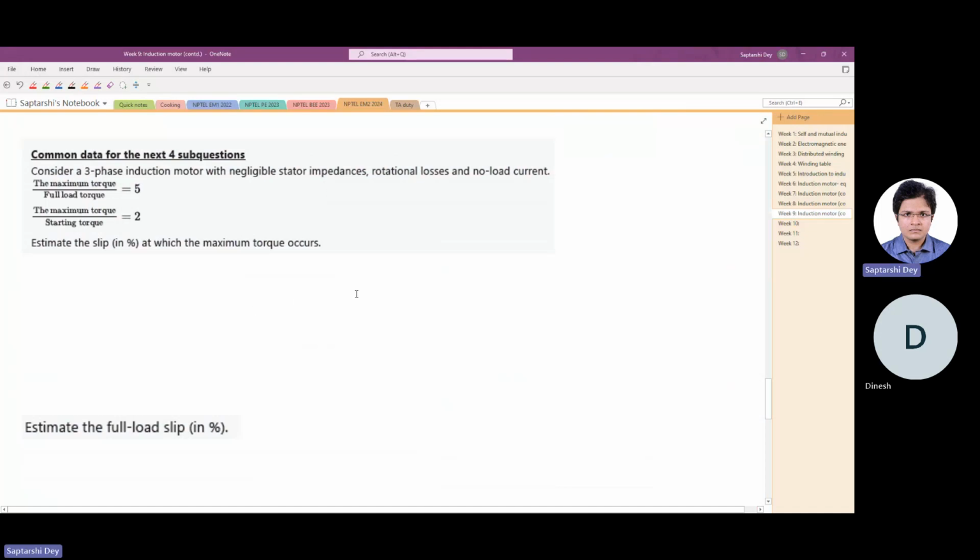So consider a three-phase induction motor with negligible, again same thing, stator impedance, rotor losses, no load current, and they have given some ratio this time: maximum torque by full load torque, maximum torque by starting torque. Estimate the slip at which the maximum torque occurs. This one looks easier to start with because we have only one variable here. Since we have to find alpha, this equation will have only one variable, because at starting slip is equal to 1.